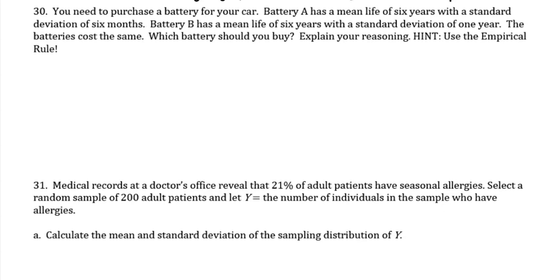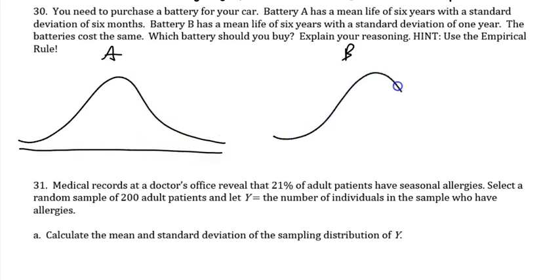All right, you need to purchase a battery for your car. Battery A has a mean life of 6 years, standard deviation of 6 months. Battery B has a mean life of 6 years, standard deviation of 1 year. The batteries cost the same. Which should you buy? Explain your reasoning. Tend to use the empirical rule. We put battery A here and battery B here, and we draw our normal curve, and we put our mean at 6 years for both.